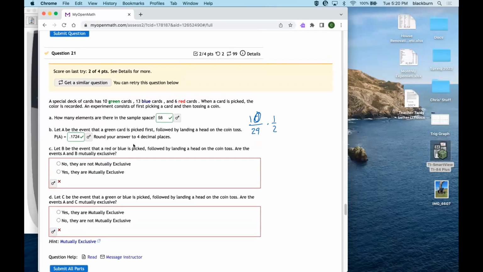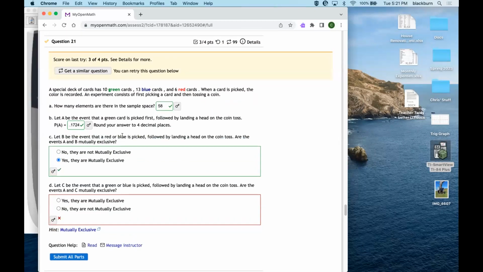Okay, so let B be the event that a red or blue is picked, followed by landing a head on the coin toss. Are the events A and B mutually exclusive? So can you pick a red or a blue followed by a head at the same time that you can pick a green followed by a head? I think they are mutually exclusive, because you can't pick a red or blue at the same time you're picking a green, right? So the event for red or blue followed by a head is like RH or BH, and then the event of a green followed by a head is like GH. They cannot happen at the same time.